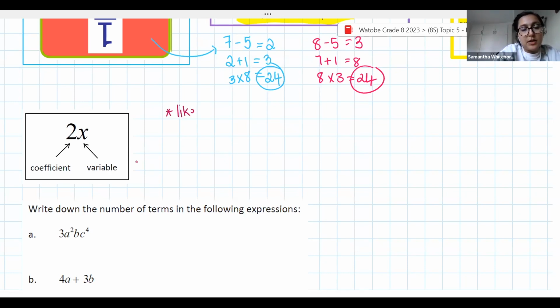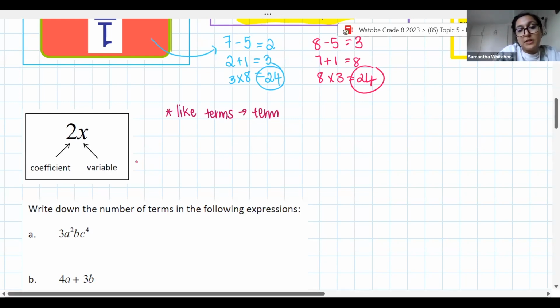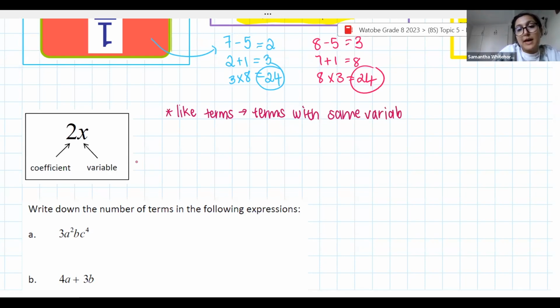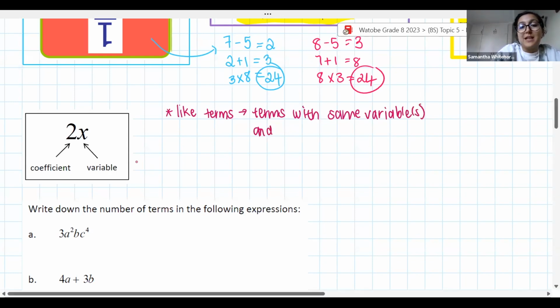We have spoken about this idea of like terms. Like terms are terms that have the same variable and the same exponent. Now, the reason like terms are so important is because when we start to add and subtract terms, we can only add and subtract like terms.